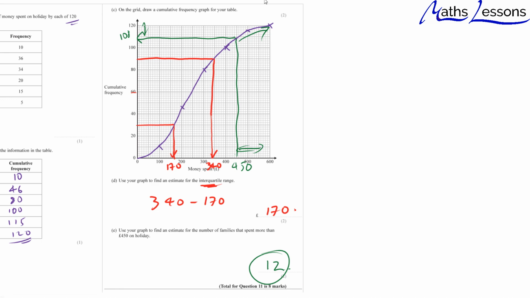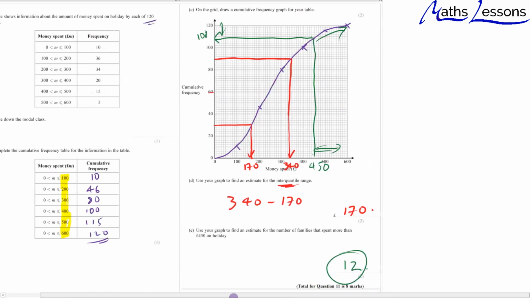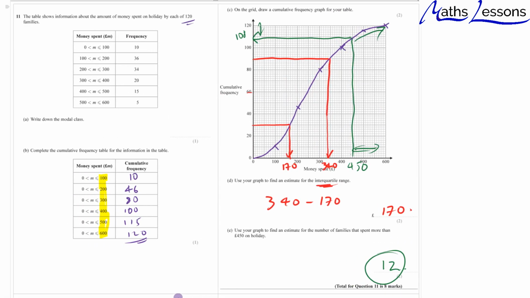So we've just covered everything on cumulative frequency, just about. The only thing we haven't looked at is the median. If you were to find the median, it's this value here. If you look it up, it's roughly 250 on this graph. I'm not going to go through a whole other question just to teach you how to find the median. You can go and have a look at some questions.